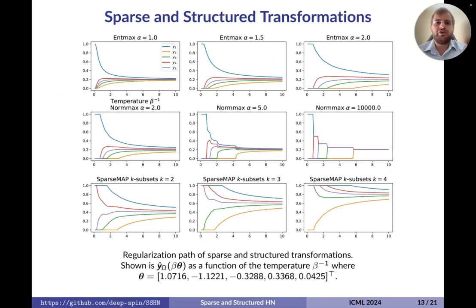In this figure we show visually our methods. For alpha-entmax, the greater the alpha and the greater the beta, the sparser the distribution gets. For alpha-normmax, the greater the alpha and the greater the beta, the more evident the uniform distribution becomes. For SparseMAP k-subsets, we see the behavior described earlier, which favors top-k retrieval.